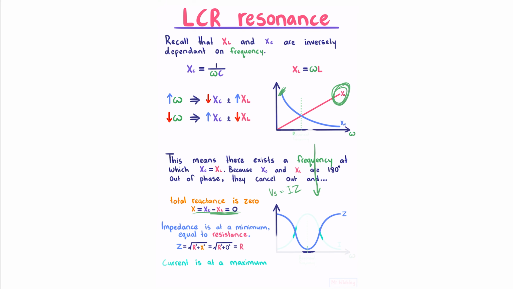If our source voltage remains the same, then we can see if our impedance decreases, then our current must increase, and vice versa, so that our current starts off at a minimum, increases to a maximum, and then decreases back to a minimum. This special frequency, where our current is at a maximum, is called the resonant frequency.